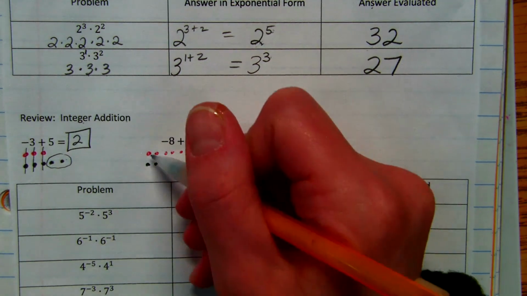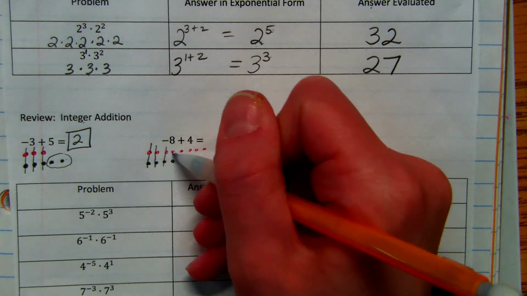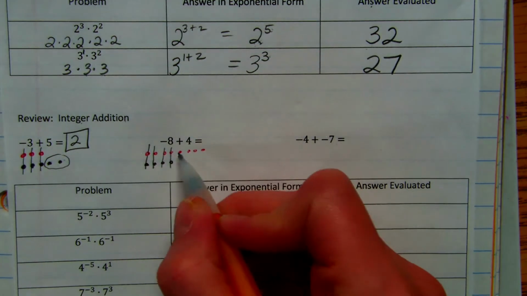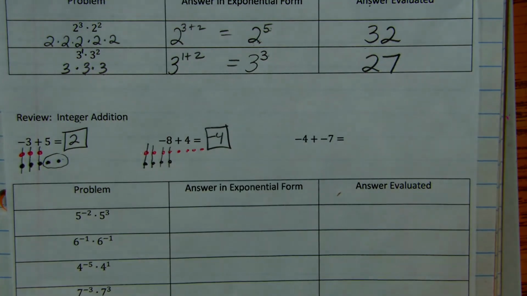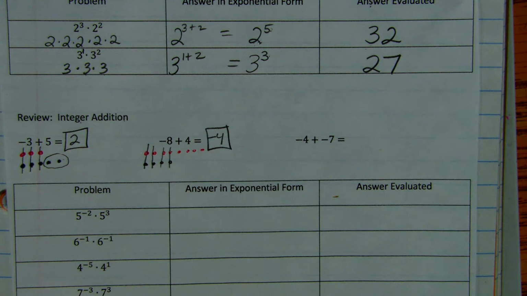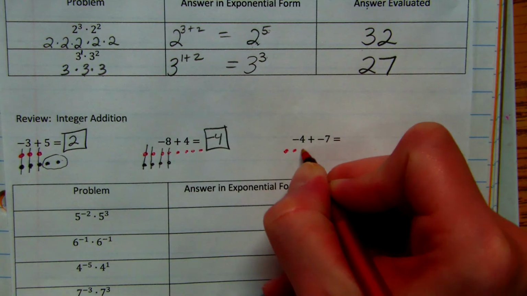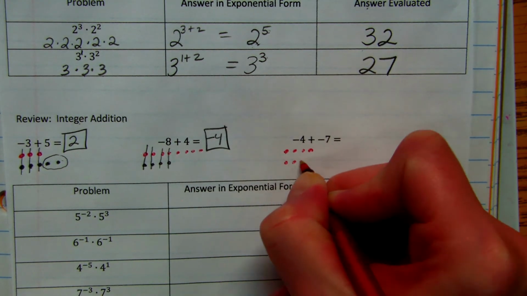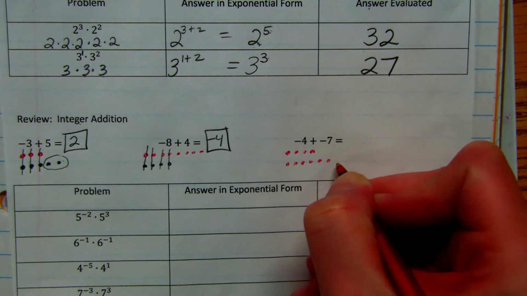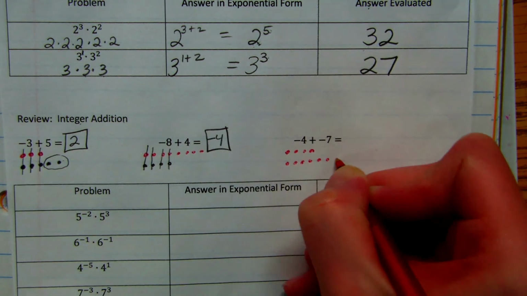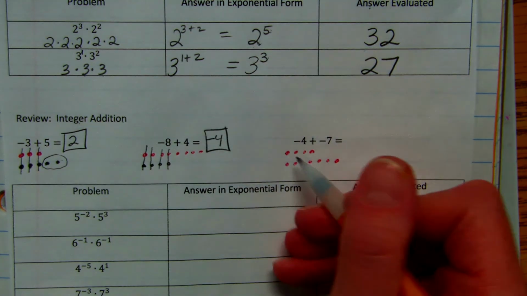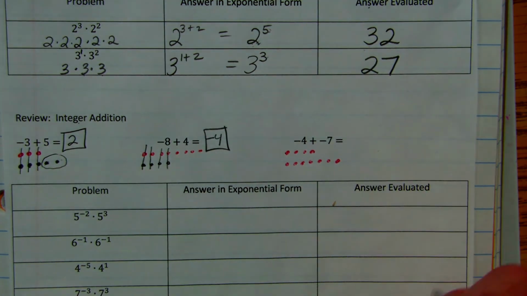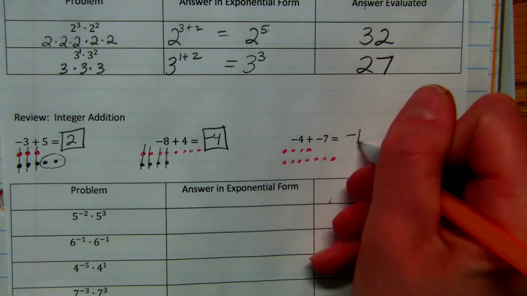So these 4 black dots cancel out 4 of the reds, and I'm left with 4 red dots, which means my answer is negative 4. And then on the last one, everything's negative. So if I have 4 red dots and add 7 red dots, 1, 2, 3, 4, 5, 6, 7, nothing cancels because a negative can't cancel out a negative. I just get more negatives. I now have 11 red dots, or 11 red chips, and my answer would be negative 11.